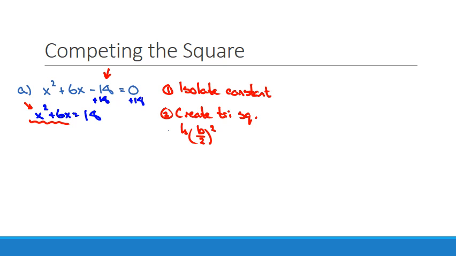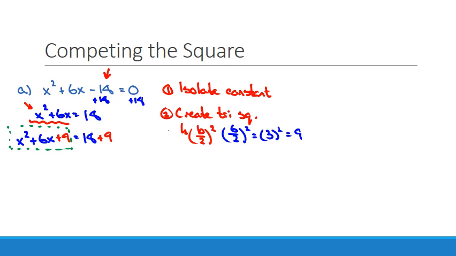So if I take my b value, which would be 6, 6 divided by 2 squared would be 3 squared is 9. That means I should add 9 to both sides. Or sorry, add 9 to my trinomial. When I add something to one side of an equation, you must add that same amount to the other side as well. So I'd have x squared plus 6x plus 9 equals 18 plus 9. So now over here on the left side, what we've done is we've created a trinomial square.